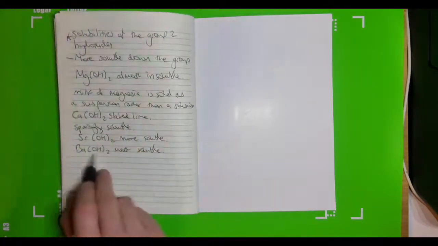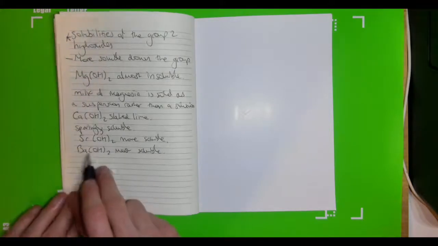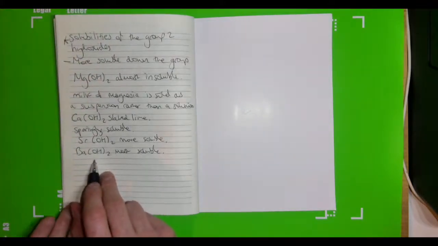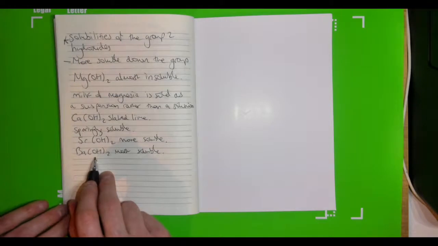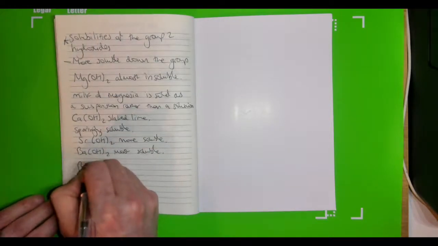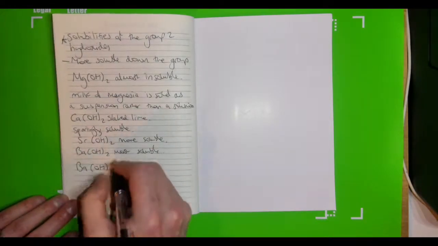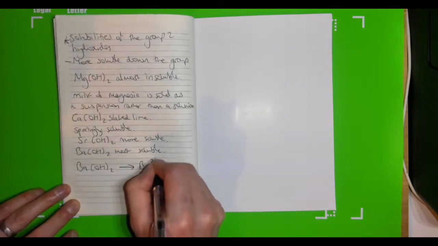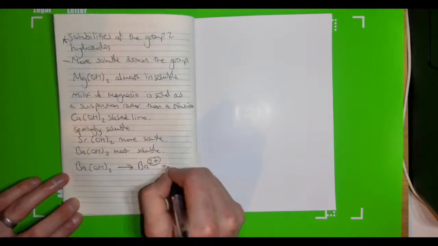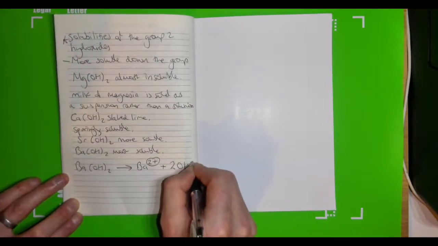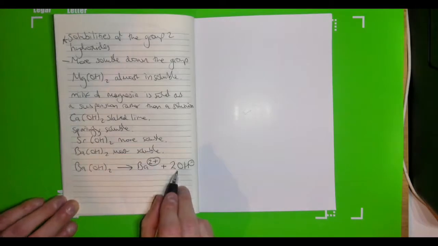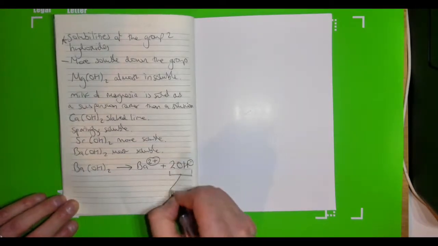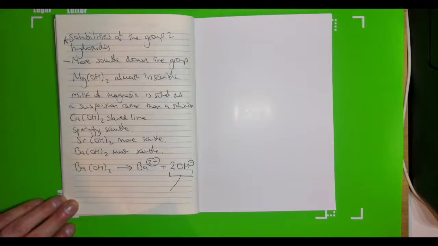If something is more soluble, what happens is the ions in the ionic compound completely split up, they completely dissociate. Because they completely dissociate, they have lots of OH minus ions, which gives the barium hydroxide solution a very strong alkaline solution.